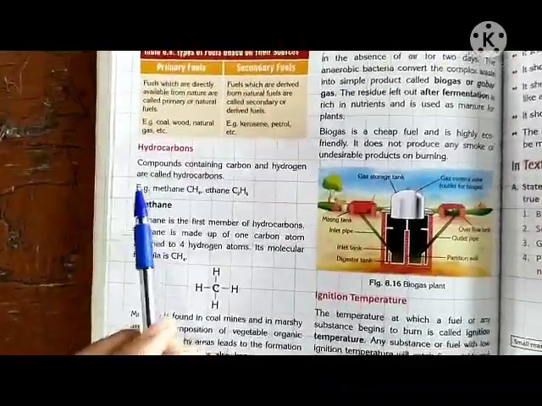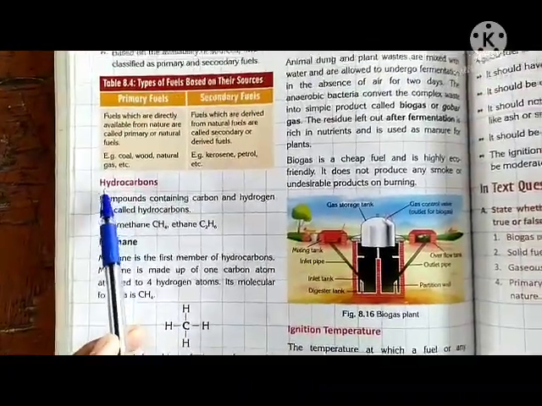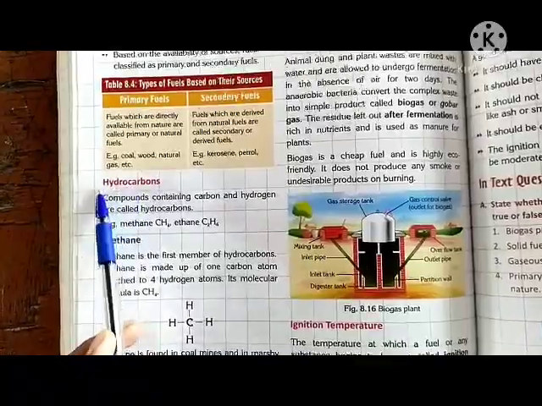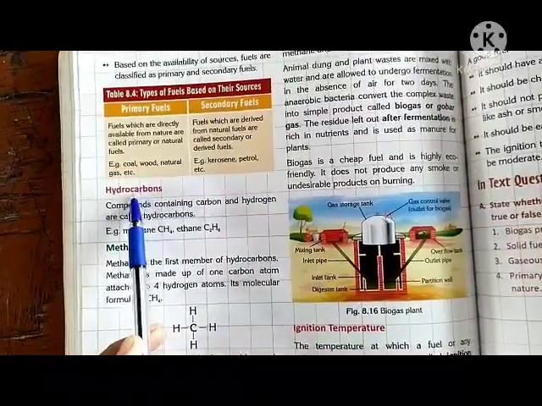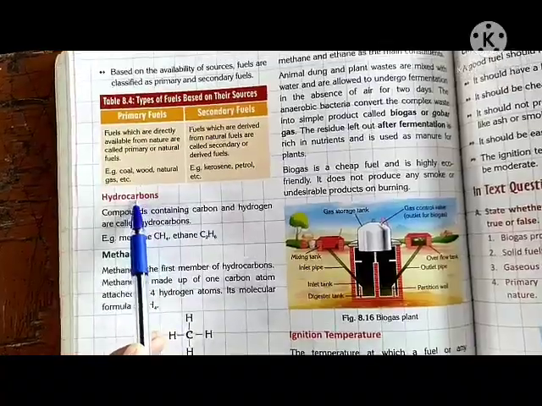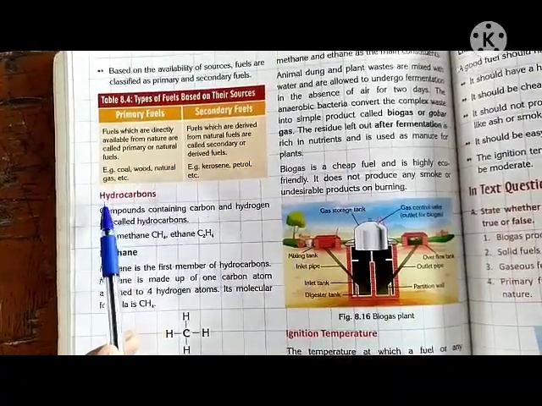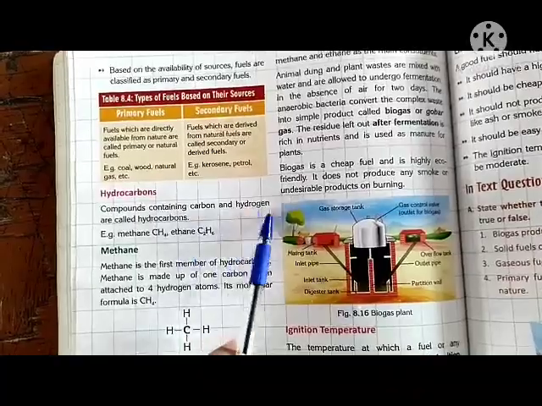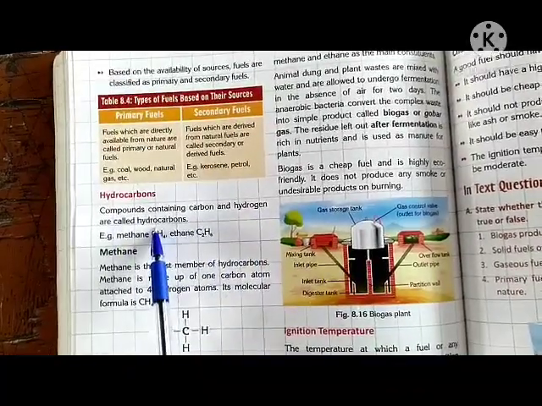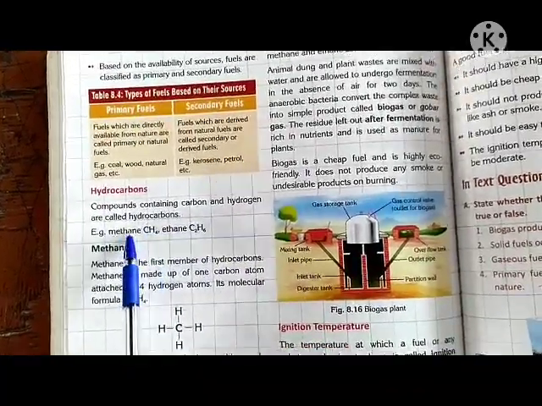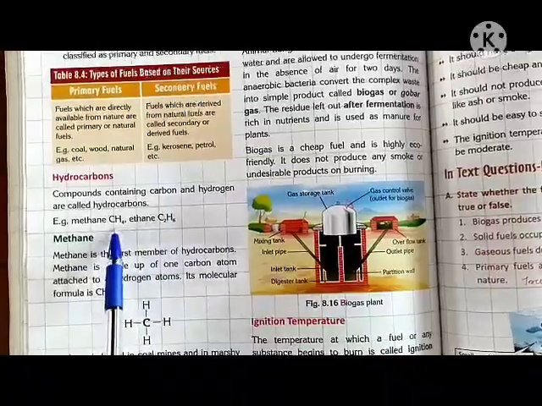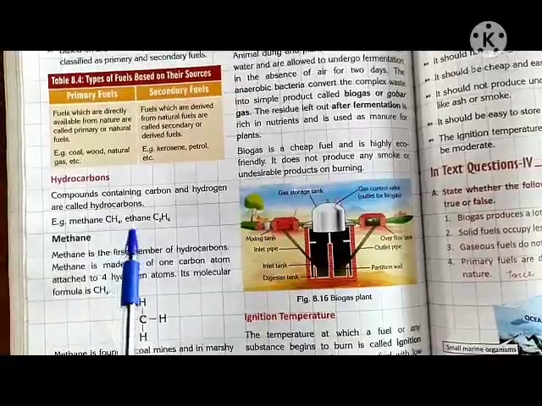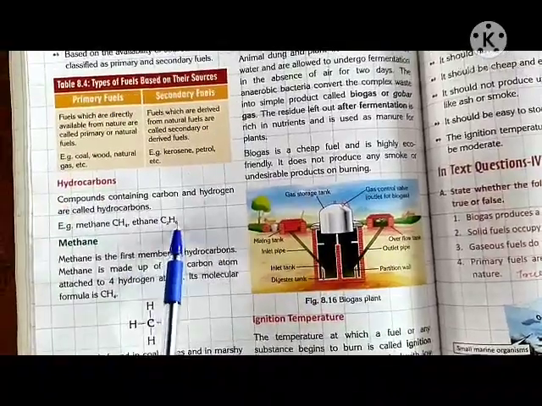Now, what is a hydrocarbon, students? The name itself tells the meaning of this word. Hydro means hydrogen, carbon means carbon. Compounds containing carbon and hydrogen are called hydrocarbons. Here you can see the examples of methane and ethane. The formula of methane is CH4 and ethane is C2H6.